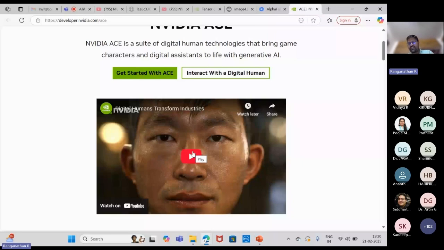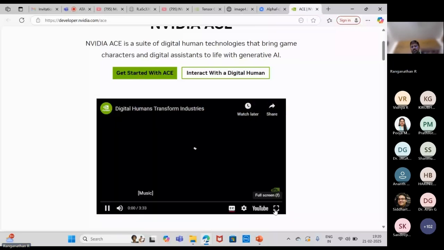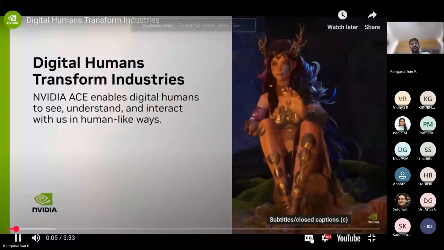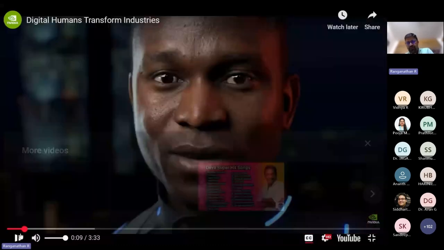So this is a digital human, right? So we looked at an example. This is a digital human example that we saw. So this was the person whom we were talking to, right? I hope you are able to recognize this person.